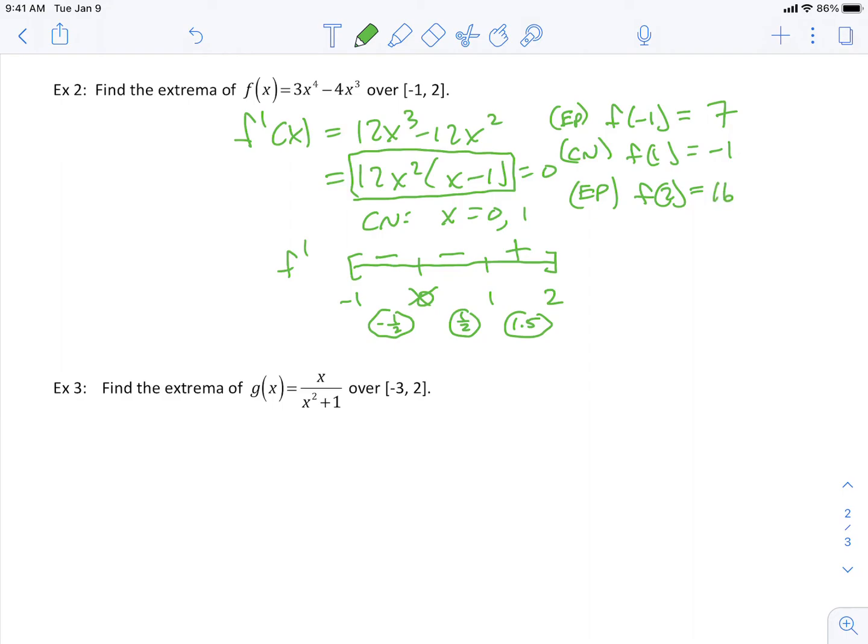Okay? And so, conclusion, negative 1 is the minimum when x equals 1. And 16 is the max.